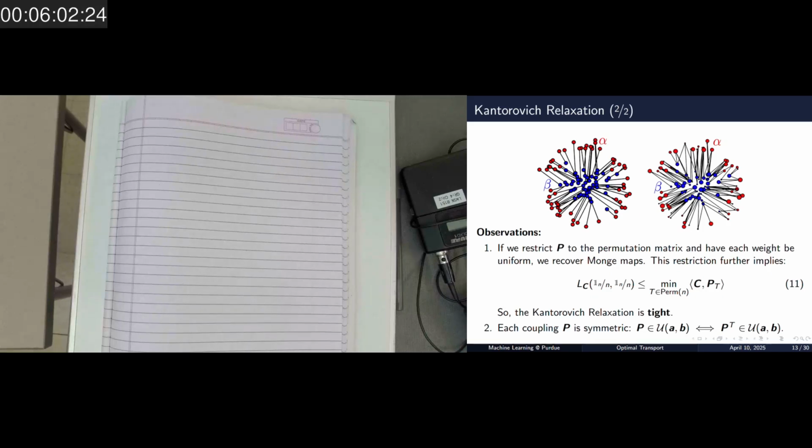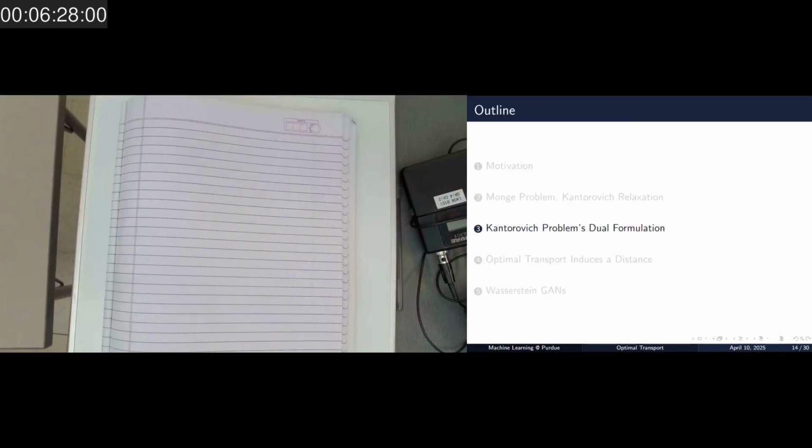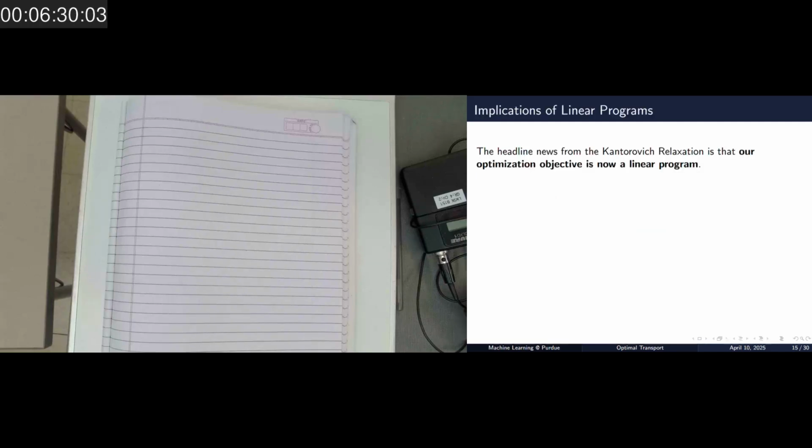So it is a very strong solution, or a deep result, that we have here. And because the coupling matrix P is symmetric, you can basically reverse the transportation. Alpha goes to beta, and beta can also go back to alpha. The inverse always exists, which was not the case originally with the Monge map, or at least not guaranteed to exist. Okay, awesome. So now let us talk about the dual formulation.